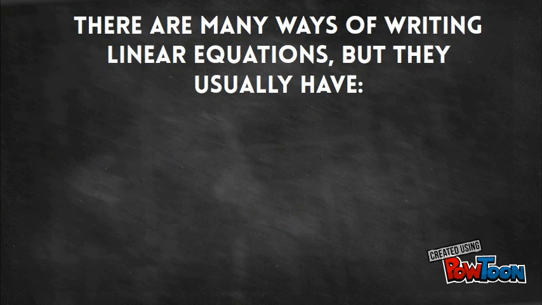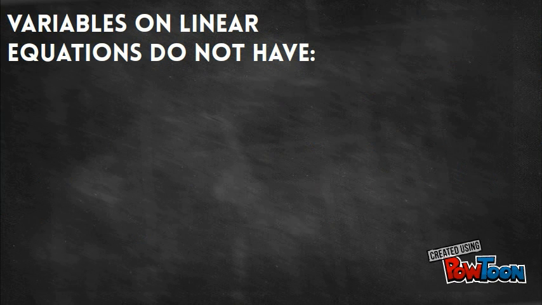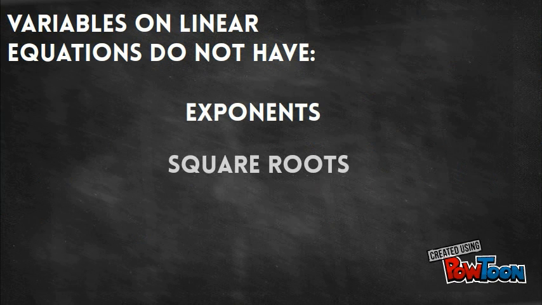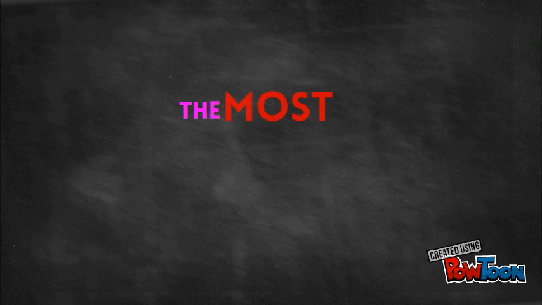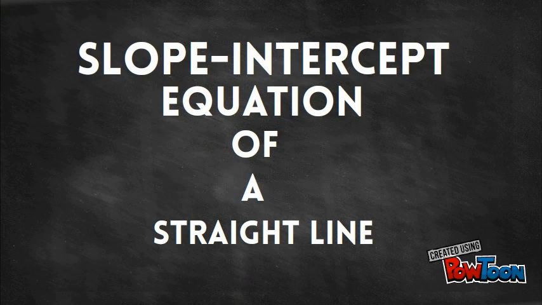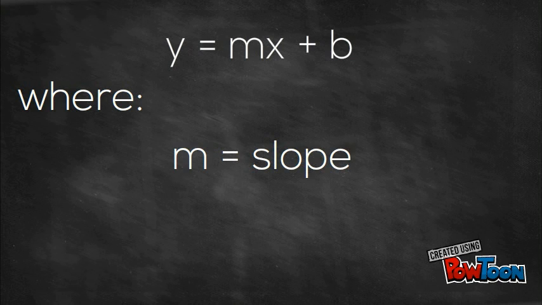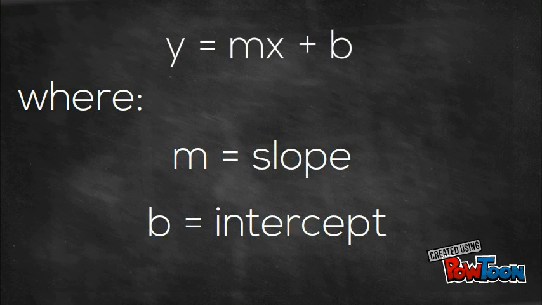There are many ways of writing linear equations, but they usually have constants and simple variables. But the variables in linear equations do not have exponents, square roots, cube roots, and so forth. The most common form is the slope-intercept equation of a straight line, written as y equals mx plus b, m being the slope and b being the intercept.